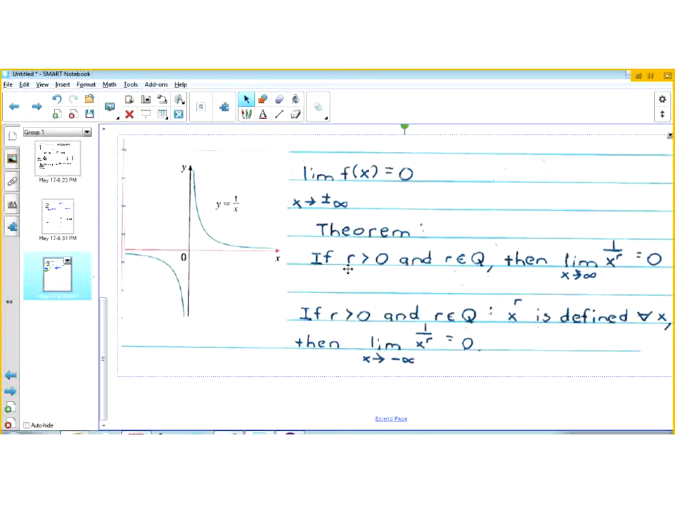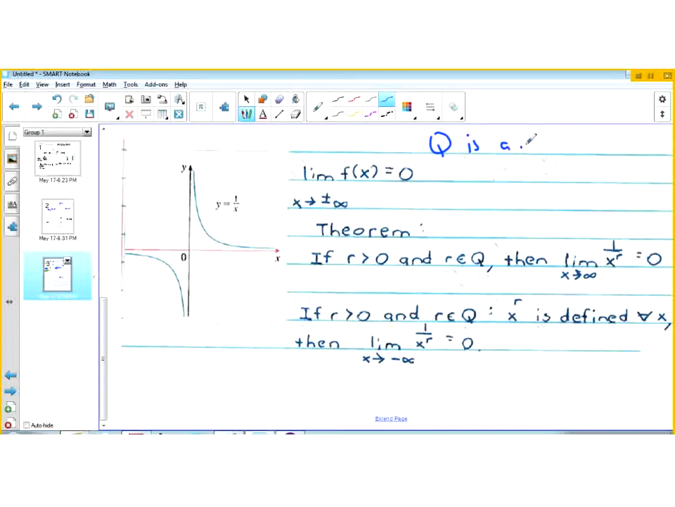If some number r, choose a number r which is greater than 0, and in the case of this graphical example, r is 1, and r is an element of Q. Okay, so what is Q? Q is the set of rational numbers. Now, that is, we're restricting r to be a number other than, say, pi or e or the square root of 2. Those are all irrational numbers.